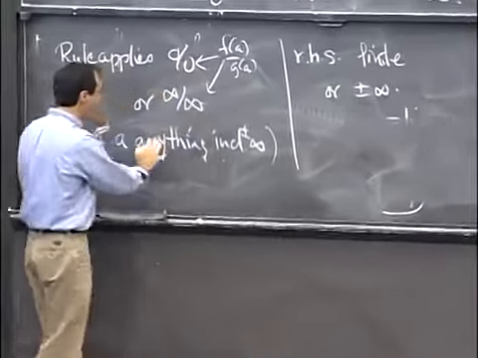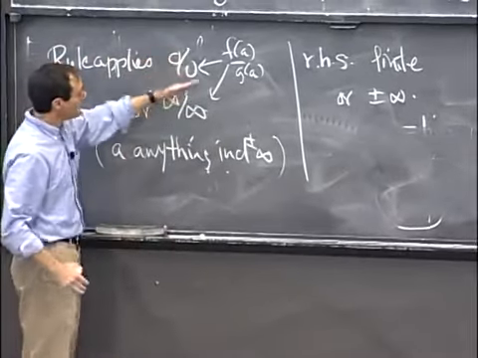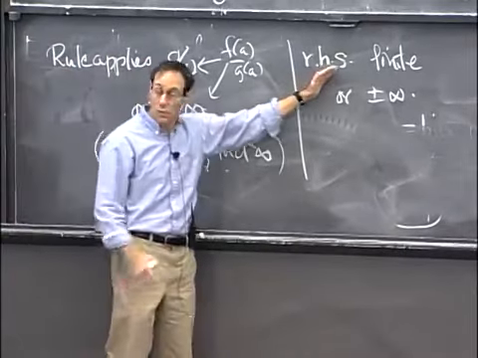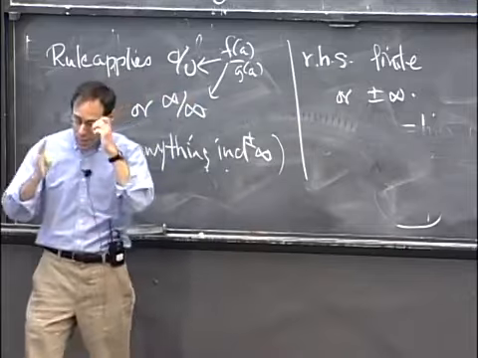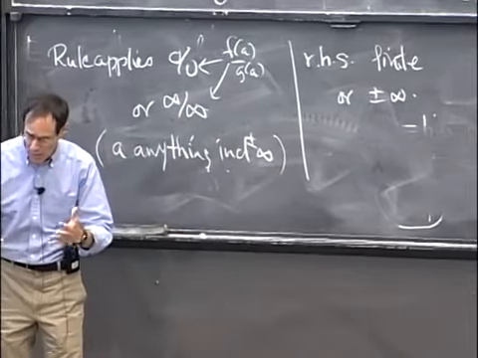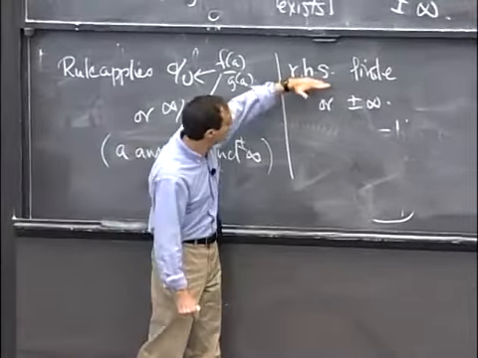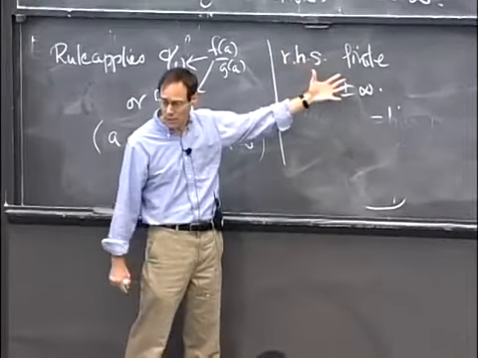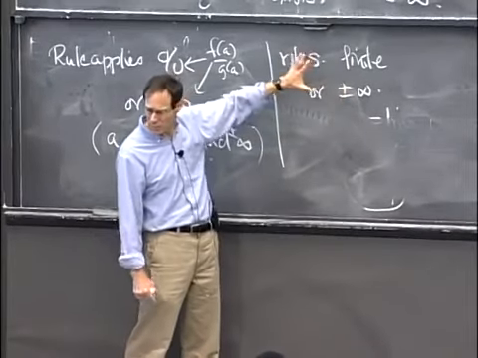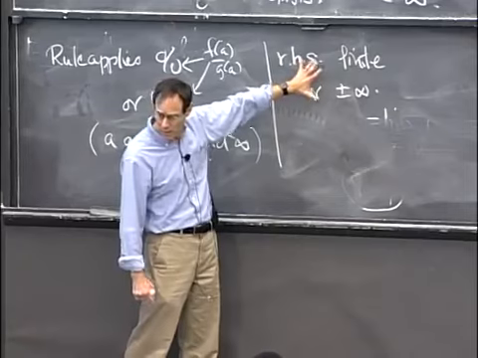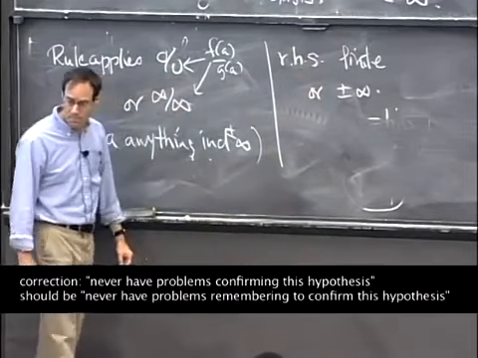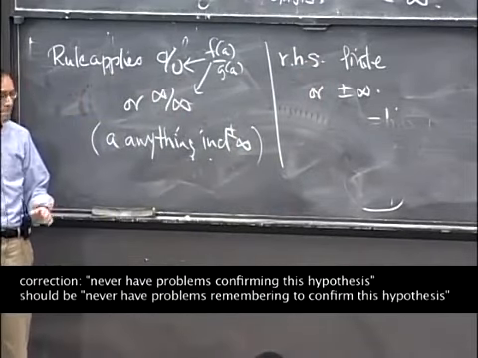You need a specific value of a. You need to decide whether it's an indeterminate form. And you need the right-hand limit to exist. It's not hard to impose this, because when you look at the right-hand side, you'll want to be calculating it. So you'll want to know what it is. So you'll never have problems confirming this hypothesis. Okay?